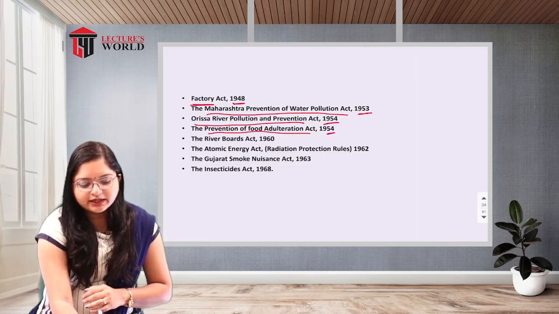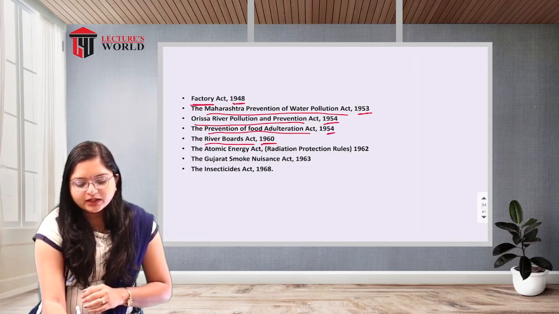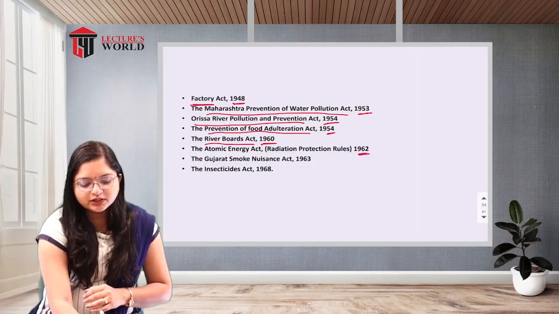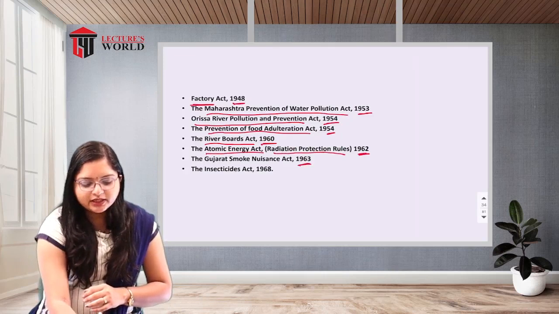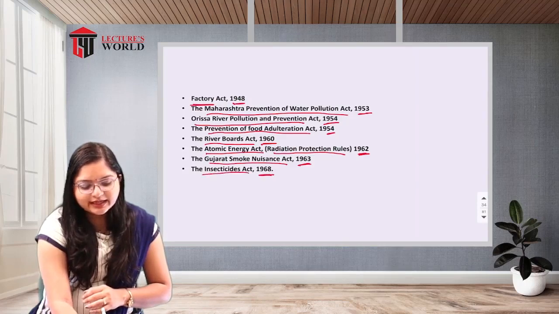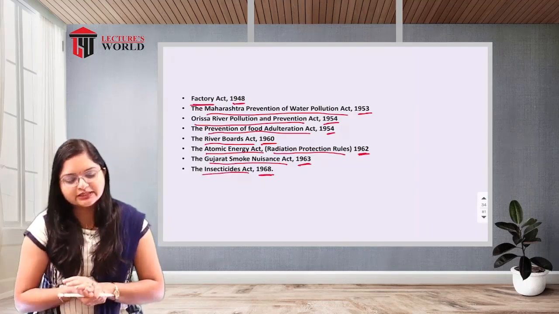Then in 1960 the River Boards Act came. In 1962 the Atomic Energy Act, which is related to radiation protection rules, came. And in 1963 the Gujarat Smoke Nuisance Act came, and in 1968 the Insecticides Act came into consideration.